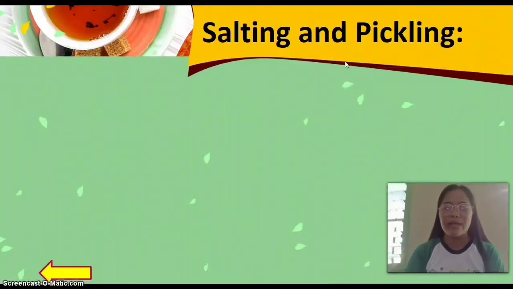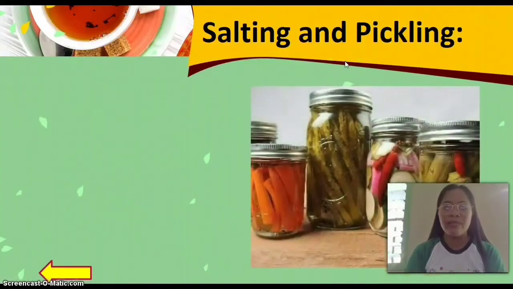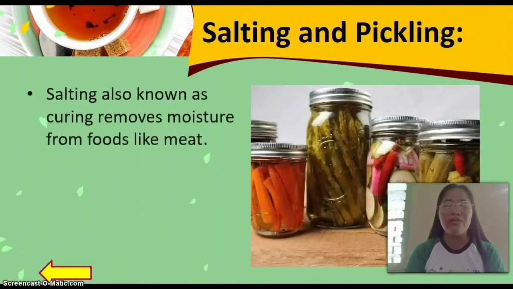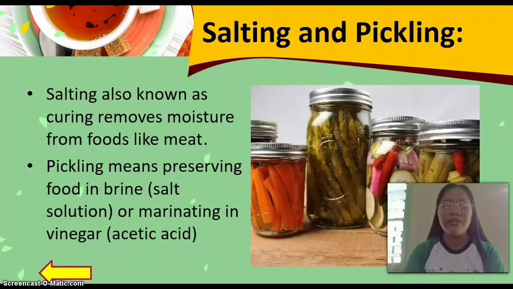Salting and pickling. Salting, also known as curing, removes moisture from foods like meat. Pickling means preserving food in brine, or what we call salt solution, the water and salt solution, or marinating in vinegar. Look at the example.